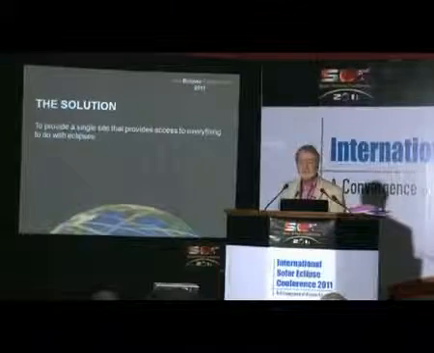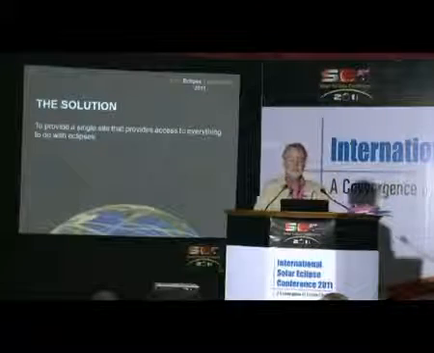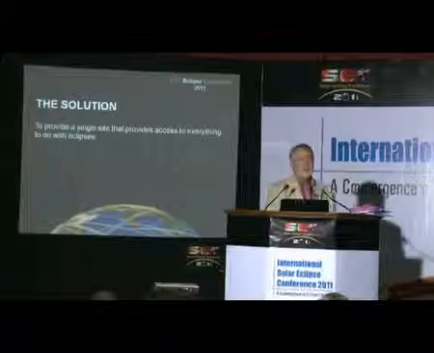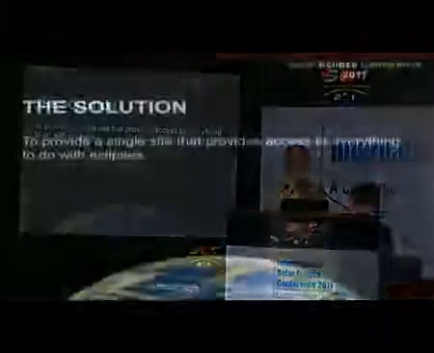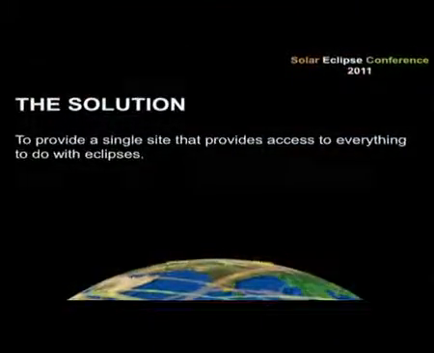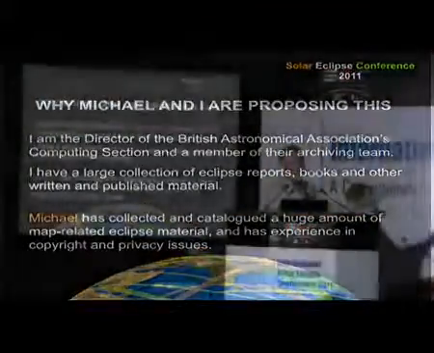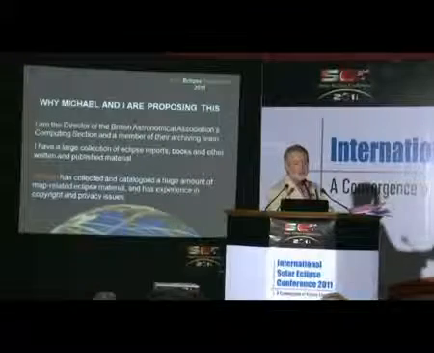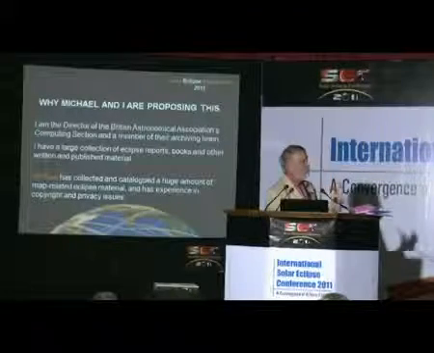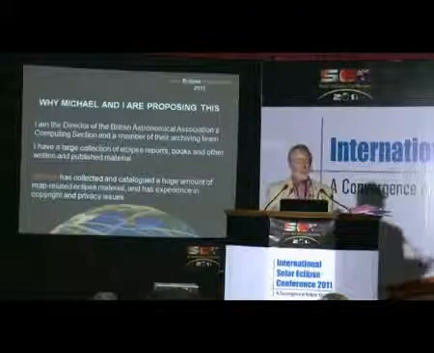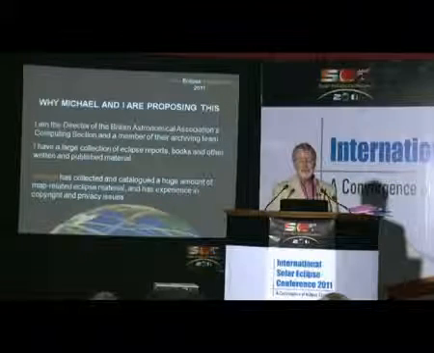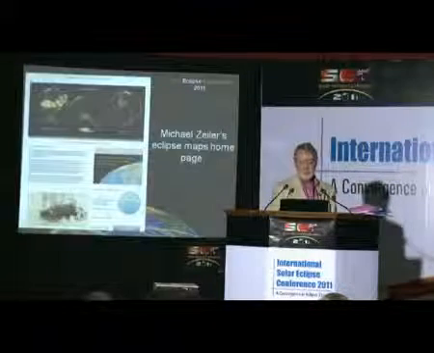So I think the solution is to provide a single site that provides access to everything to do with eclipses. So you literally get a domain name that is eclipses.com, although of course that's been taken. We'll find a domain name for a particular website. I'm not proposing a website where all the material exists on the site. It's just the links to those particular aspects of it.